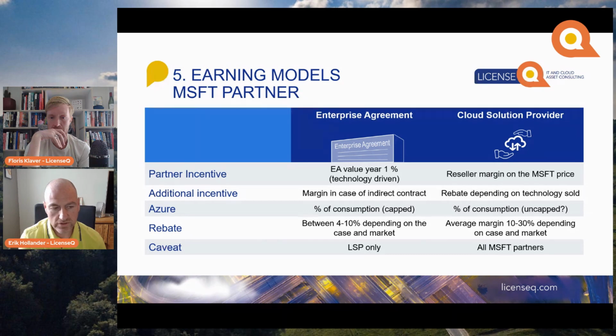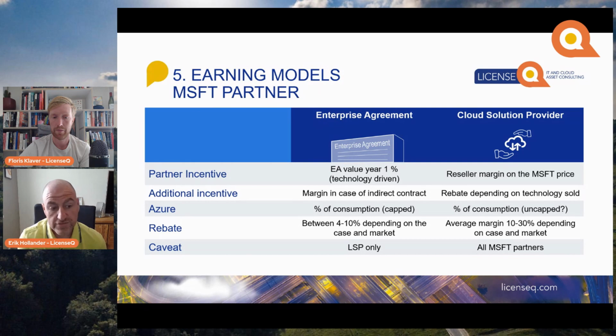Within the CSP model, it's a monthly SKU. So the license partner has a buying price, they put on their margin on it, and they invoice it to you. So in the EA model, where you have the indirect possibility as well, it works the same as within CSP. Microsoft is invoicing the partner within the EA, and then the partner puts on his margin, and they invoice it to the client. But we only see that within governmental clients and some financial institutes.